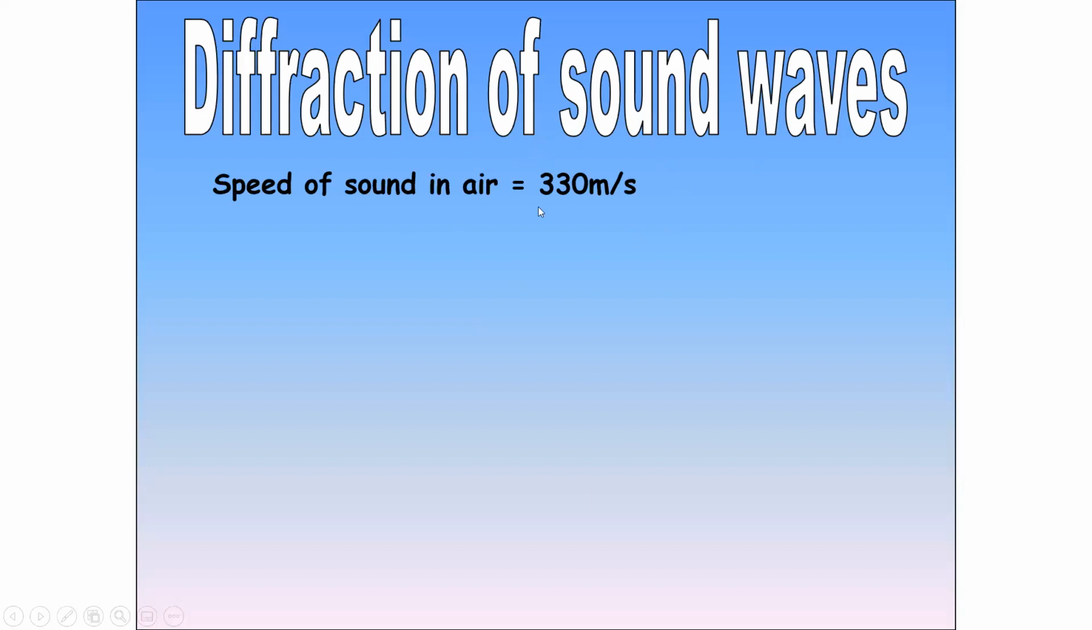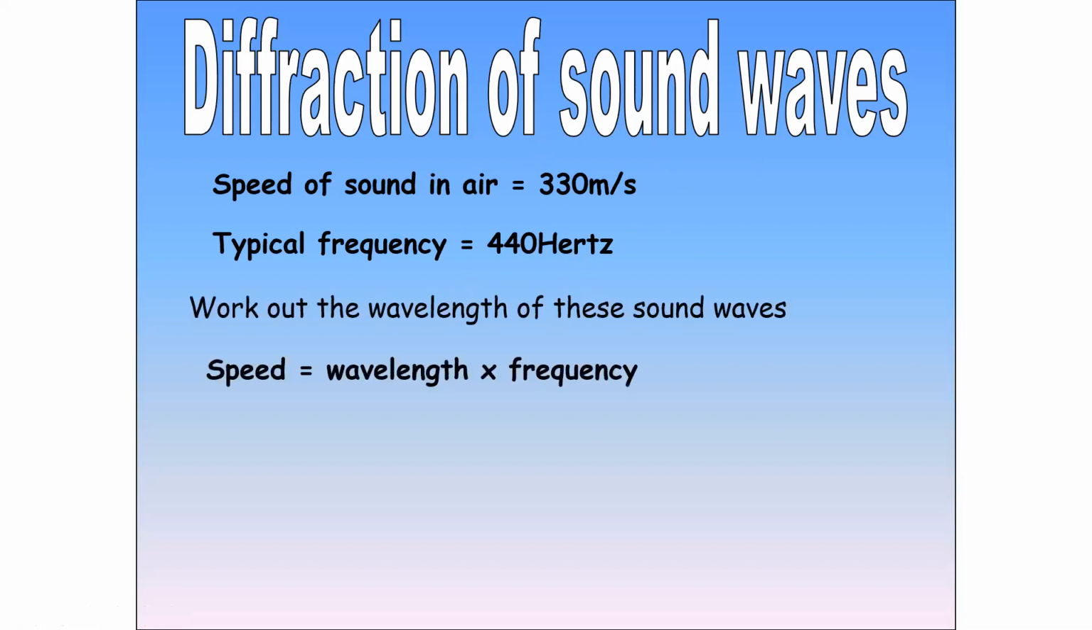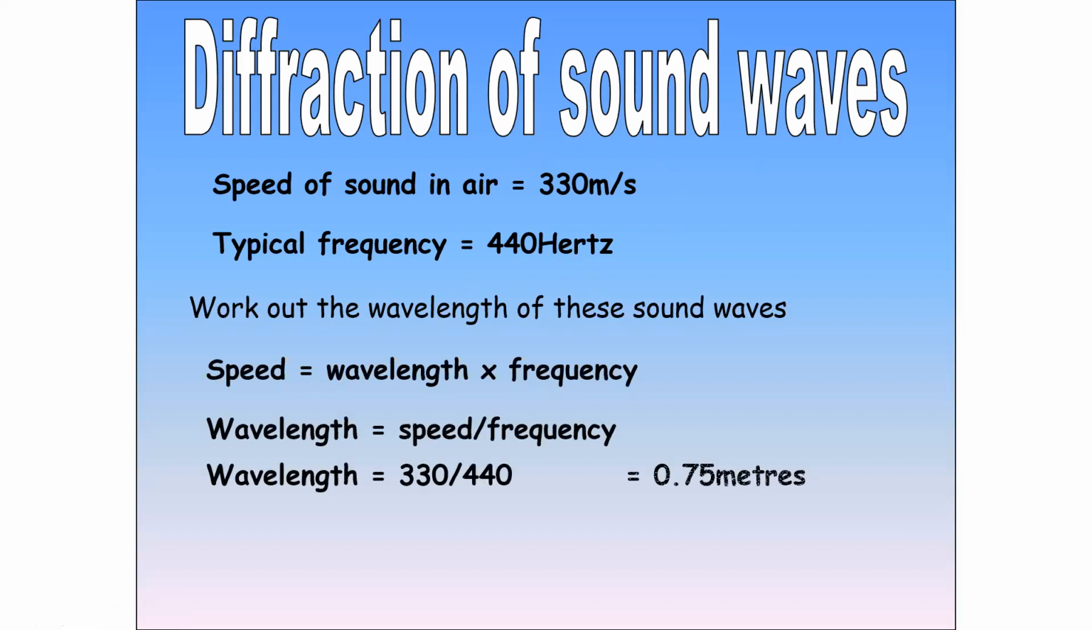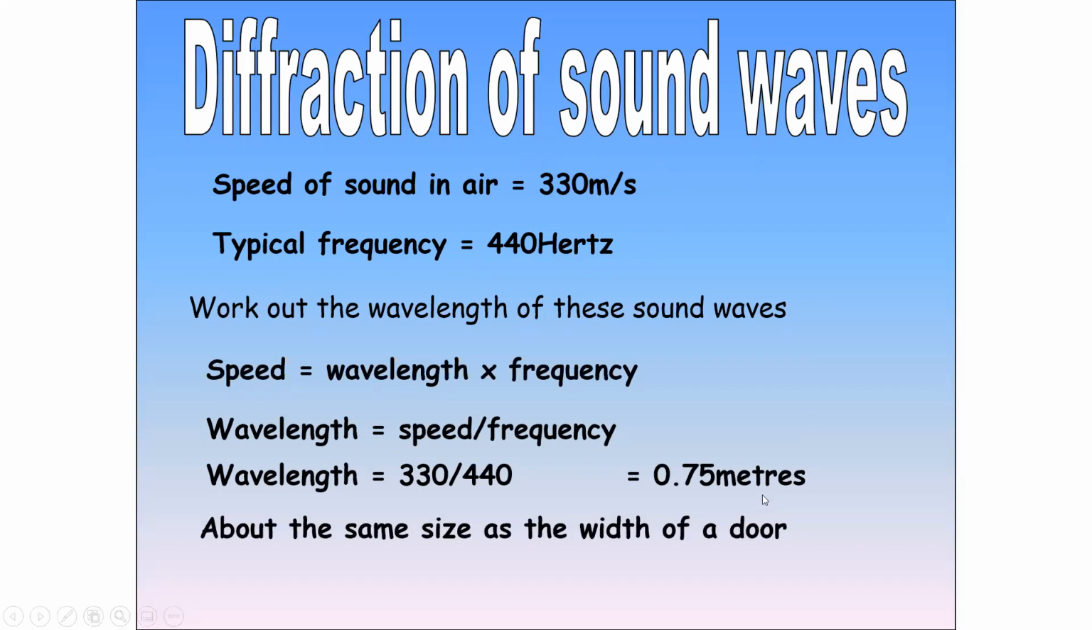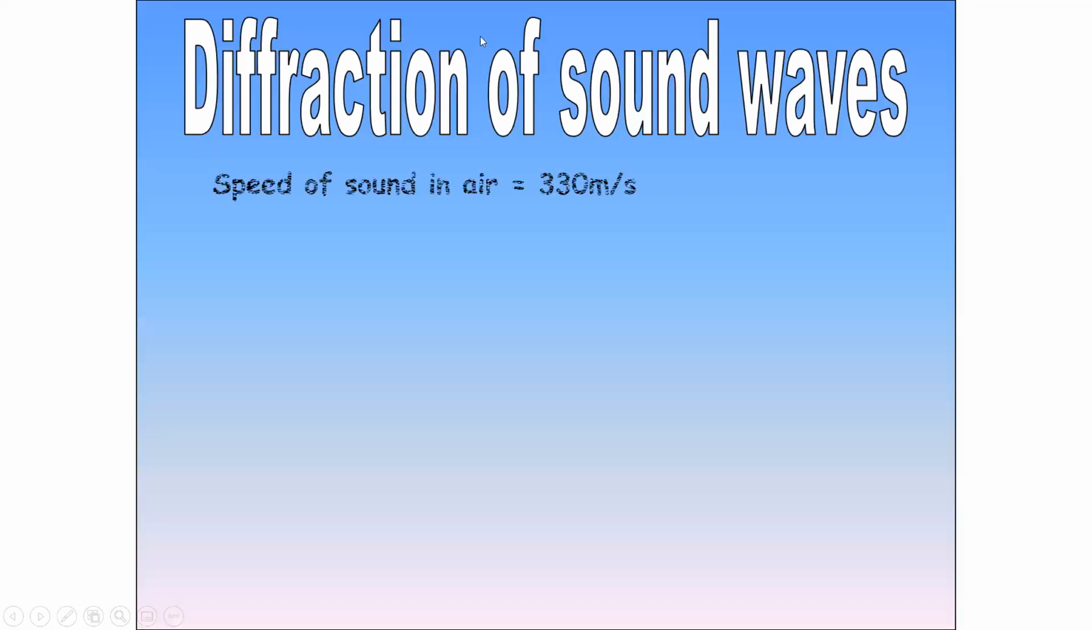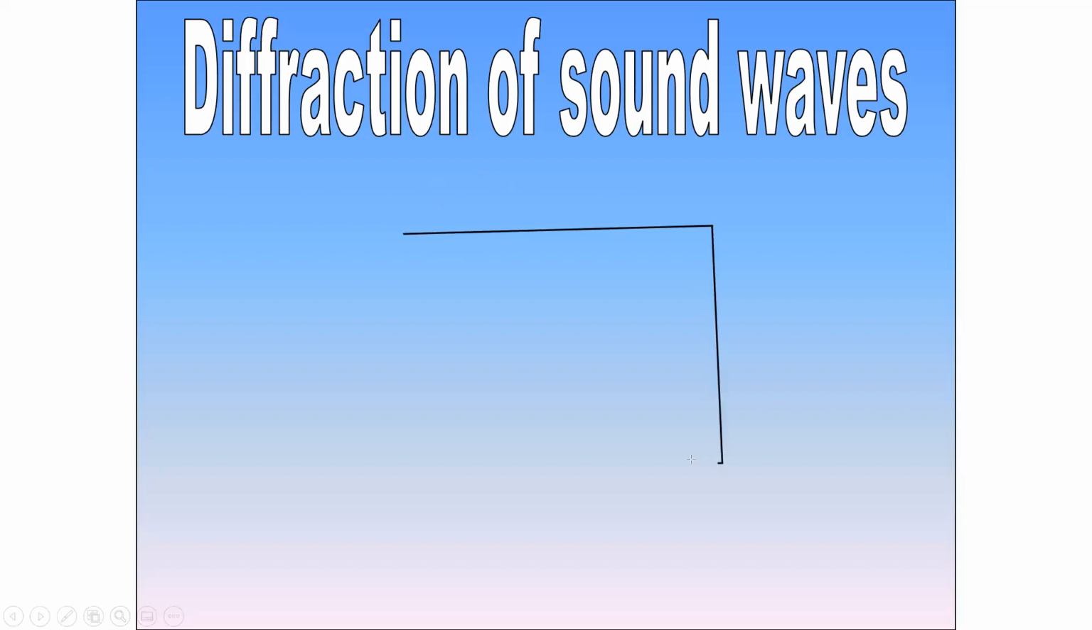The speed of the sound wave in air is about 330 m/s, and the typical frequency which we normally produce is about 440 hertz. So when we find the wavelength, v equals f lambda, the wavelength is approximately 0.75 meter, and this 0.75 meter is the same as the width of the door. That is why you will find that in any size of house, you will have the same door gaps.